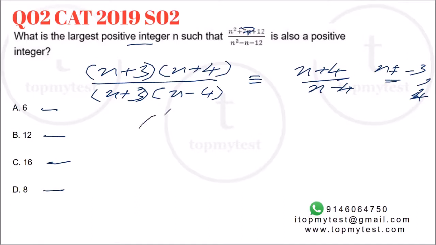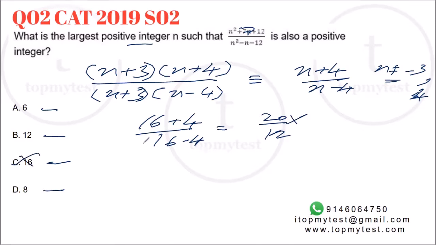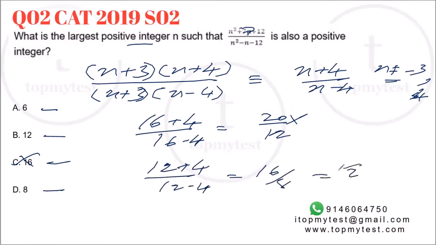Your value will become (16 plus 4) divided by (16 minus 4). 16 plus 4 is 20. 16 minus 4 is 12. 20 by 12 is not a natural number. Out. Right, if I put 12 here, 12 plus 4 divided by 12 minus 4, this is 16 by 8, which is 2. Natural number. Option B, correct choice. Under 2 minutes to solve this as well.